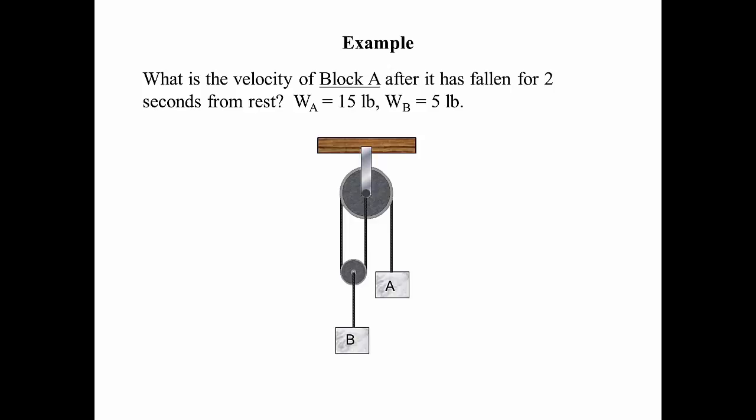Here's an example. Let's find out what the velocity of block A is after it's fallen for 2 seconds from rest. The weight of block A is 15 pounds and the weight of B is 5 pounds.